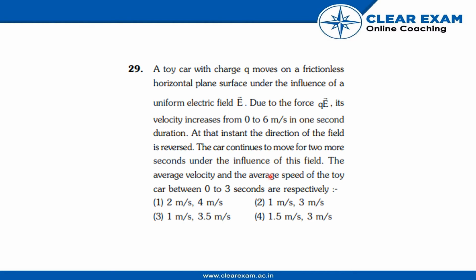The average velocity and the average speed of the toy car between 0 to 3 seconds are respectively: Option 1, 2 meter per second, 4 meter per second. Option 2, 1 and 3. Option 3, 1 and 3.5. Option 4, 1.5 and 3.